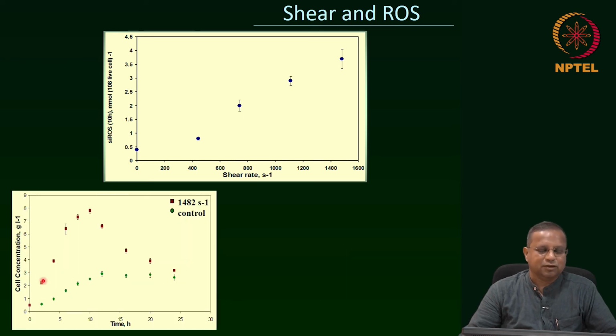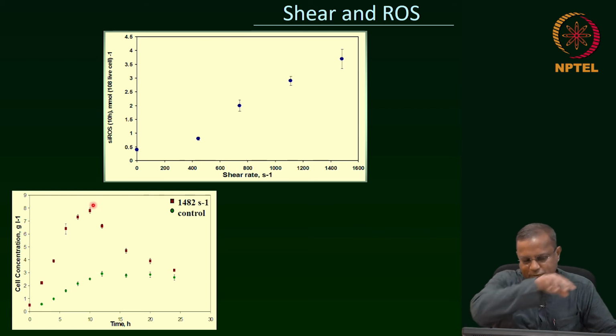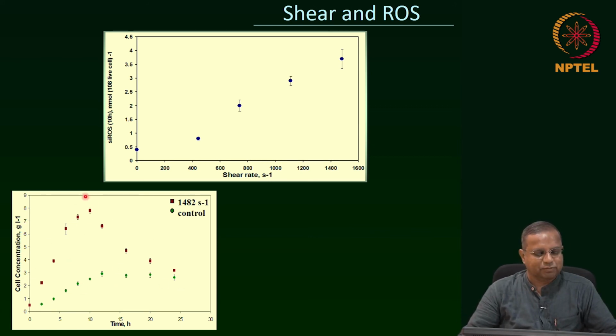Then we looked at the growth, the cell concentration profiles, cell concentration versus time. With the control, it is these green dots, which is standard, okay, in the shake flask. When it was grown at 1482 second inverse, look at the increase in cell concentration, maximum cell concentration, and the growth rate. You could calculate the growth rate from this, you know how to do that. So, both were different, right, much higher when the shear was employed.